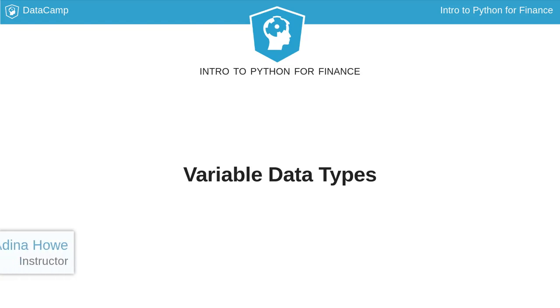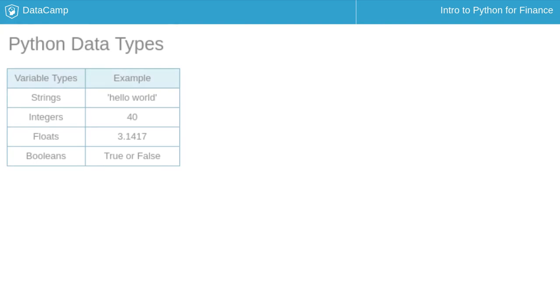All variables in Python are typed, and I don't just mean on your keyboard. The type of a Python variable defines its properties and how it can be used. There are 4 data types in Python.